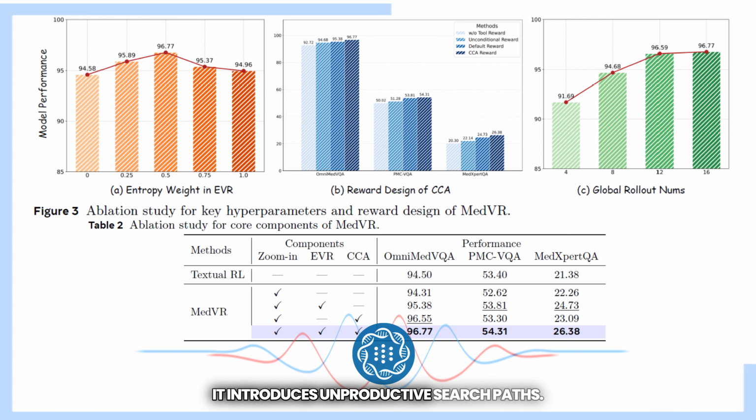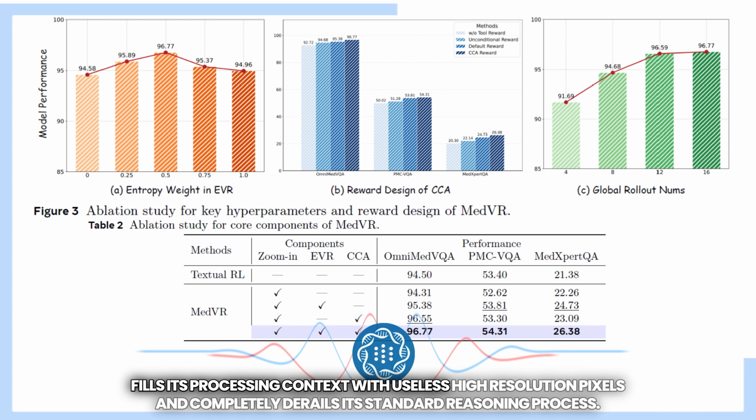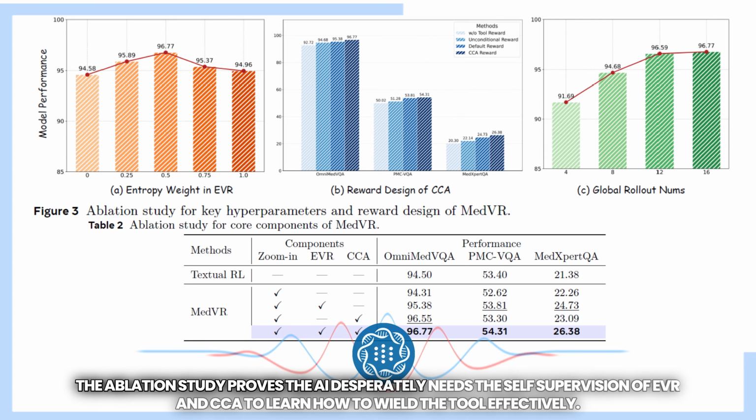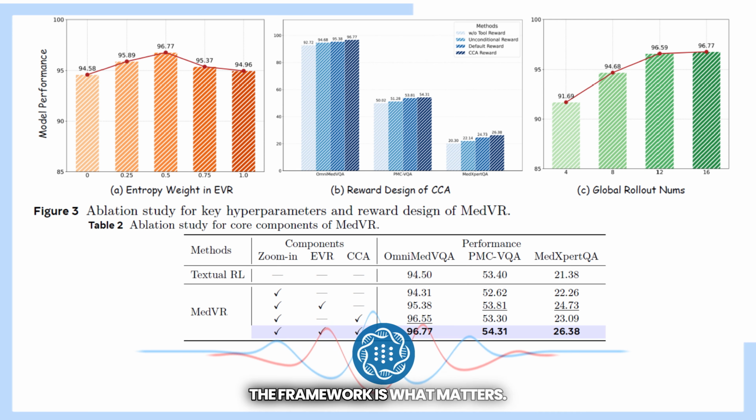Yeah, it introduces unproductive search paths. The AI zooms into a patch of irrelevant healthy tissue, fills its processing context with useless high-resolution pixels, and completely derails its standard reasoning process. I see. The ablation study proves the AI desperately needs the self-supervision of EVR and CCA to learn how to wield the tool effectively. Giving a tool to a system that doesn't understand its purpose just creates more noise. The framework is what matters.